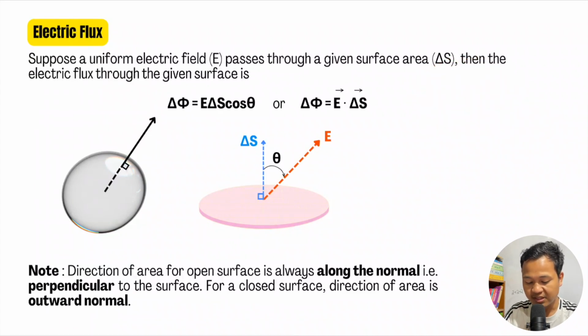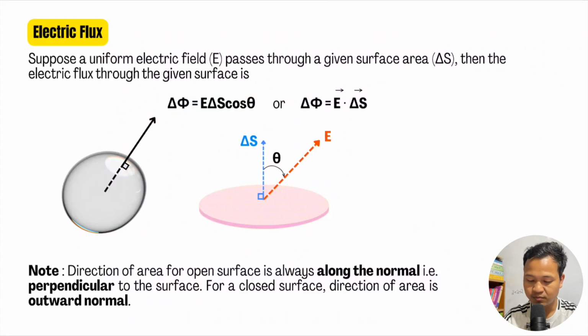Okay, so basically flux is what? E dot ds. What is s? This is the area. Okay, E is what? Electric field. Suppose a uniform electric field passes through a given surface area, then the electric flux through the given surface area is given by this relation. Okay, the dot product of the electric field and the area vector is the electric flux.